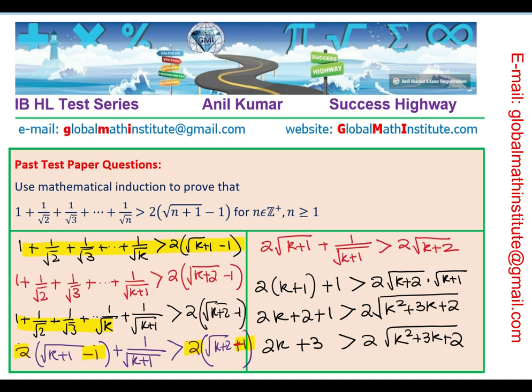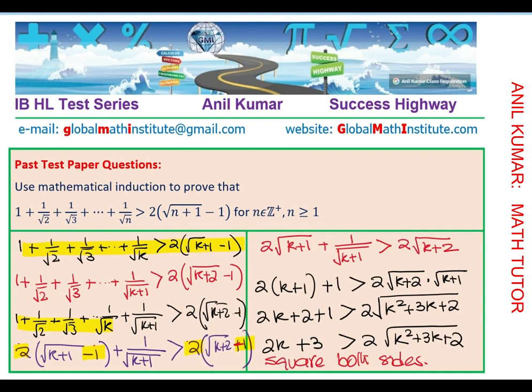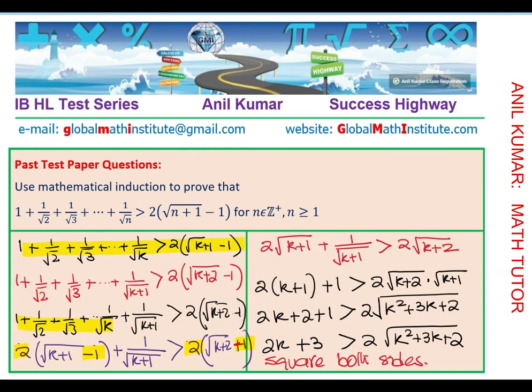We're going to square both sides, right? And check if it is true or not, right? So what do we have here? We have 2k plus 3 greater than, and we are going to square it, right? Greater than 2 times, we'll square this also. And within the square root, we have k square plus 3k plus 2.